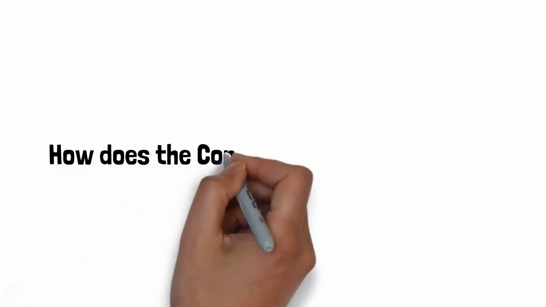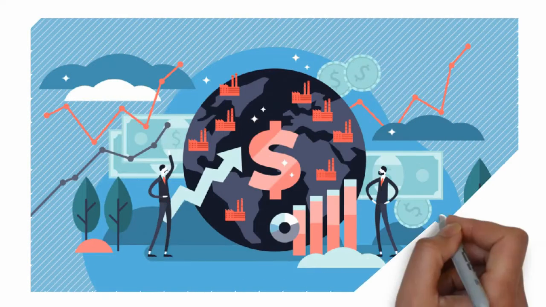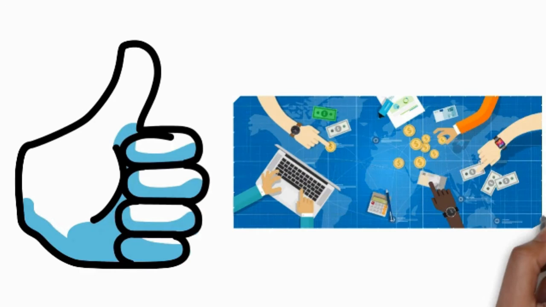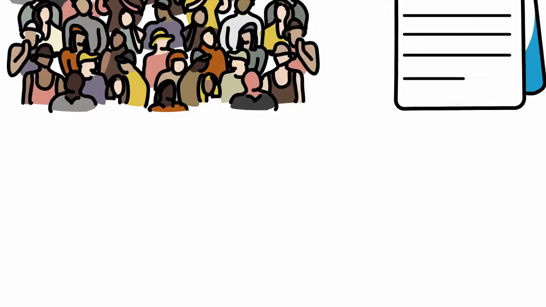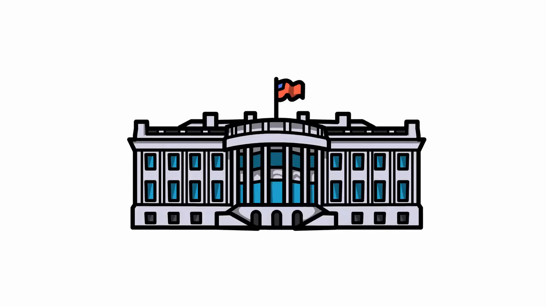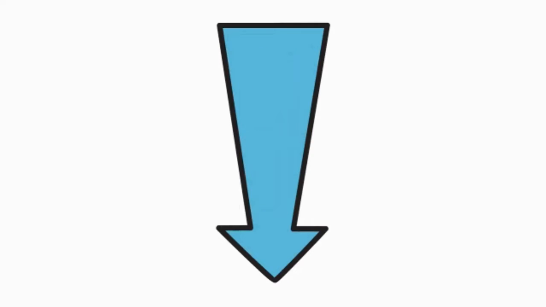How does the Consumer Price Index work? CPI is an economic indicator and is used to measure inflation and deflation, and also the effectiveness of the government's economic policy. The CPI can give everyone information on the price changes in the economy and helps the government make decisions about the economy. CPI can also be used by governments to deflate the economy.